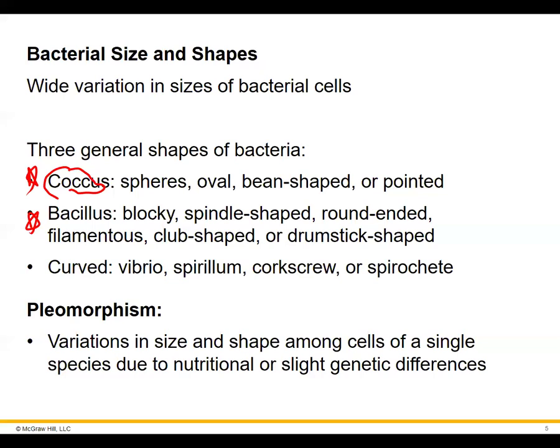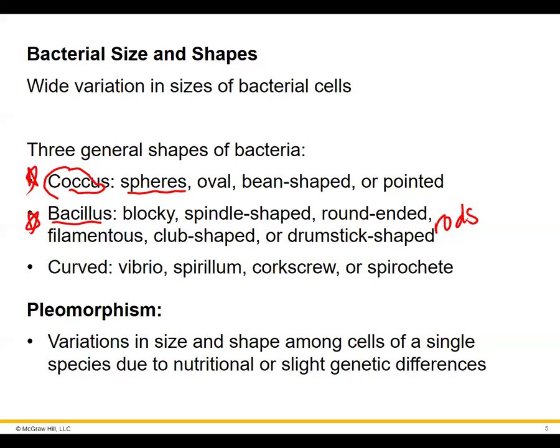And you have to know this stuff in the lab too. You're gonna have to look at cells in a microscope and tell me if they're coccus or bacillus or whatever. So be aware of that. Coccus, they are spheres. Just think of it as round circles, okay? Bacillus, it says blocky, spindle-shaped, drumstick. Basically, bacilli are going to be rods and variations on the rod, okay? So bacilli, rods, cocci, spheres.